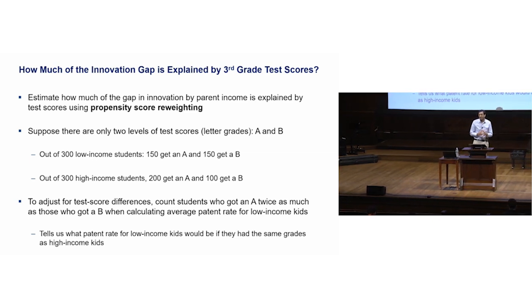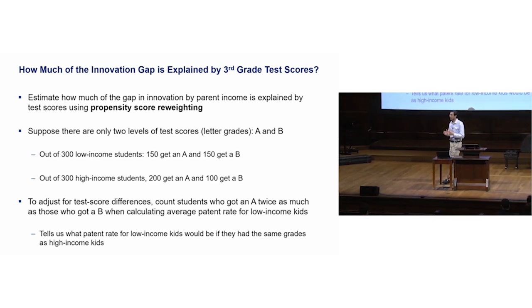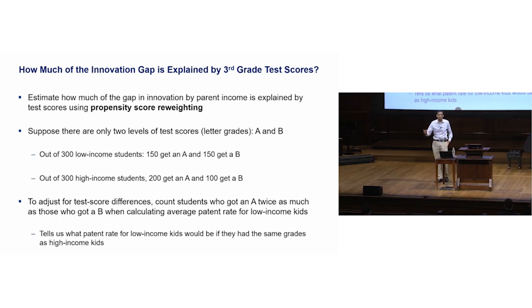Okay, so to understand the idea of propensity score reweighting, I think it's easiest to think about a case where you only have two levels of test scores. To make this really simple, suppose there are only two grades that you can get. You can get either an A or a B. Now, suppose that you've got 300 low-income kids, and let's say that half of them, 150 of them, get an A, and half of them get a B.